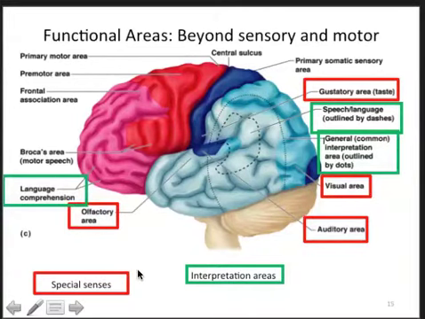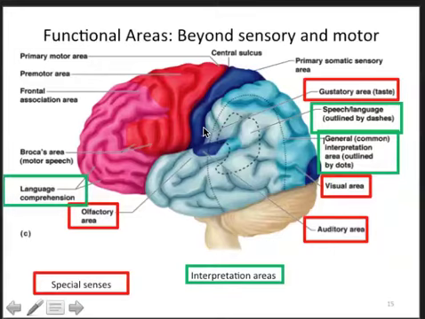Other areas we want to note: language comprehension, which lies in the frontal lobe, the olfactory area, which lies just on the floor of the brain, right underneath the frontal lobe. It's part of a set of structures in the brain known as the limbic system, which basically assigns emotional content to certain sensory stimuli. And we've got the auditory area in the temporal lobe, the visual area in the occipital, and the gustatory area, our sense of taste, located in the parietal lobe on the lateral aspect of the somatic sensory cortex.